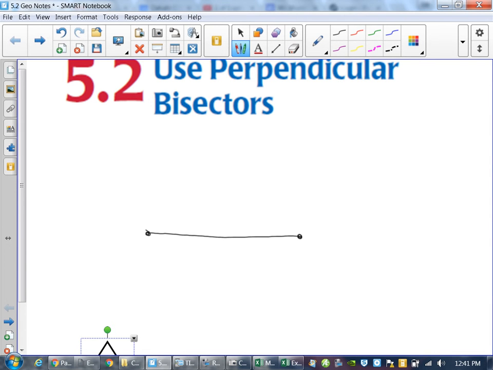Boy, this is tough, isn't it? So if you're a bisector, you cut something into two equal parts, right? And if you're perpendicular, you create right angles. I know, it's really difficult. So a perpendicular bisector does two things. Perpendicular to a side, and it cuts that side in half.